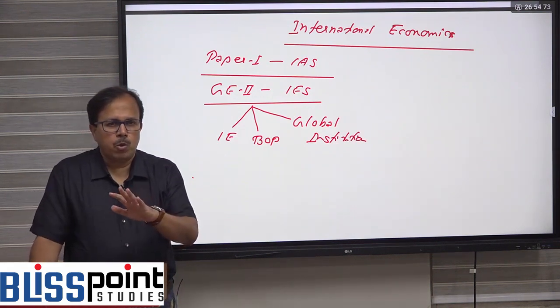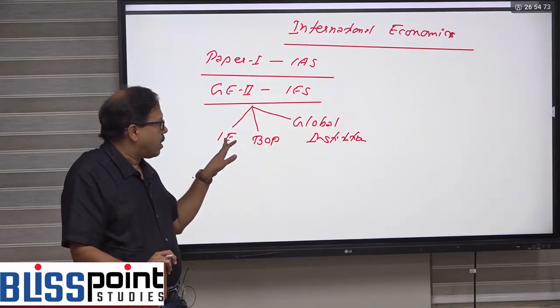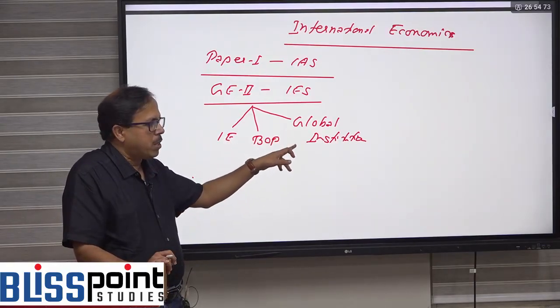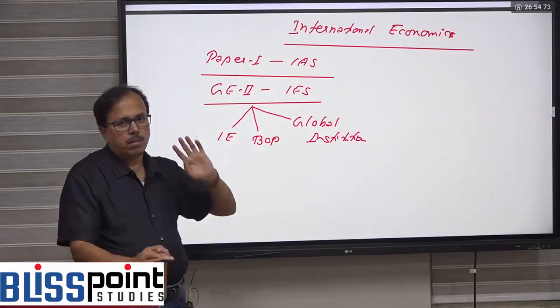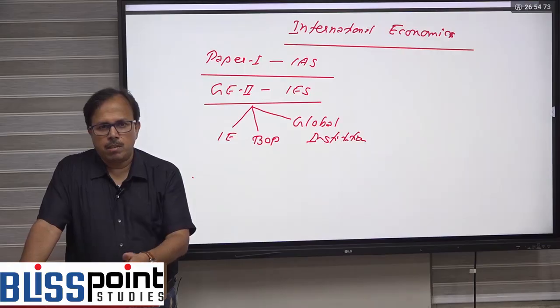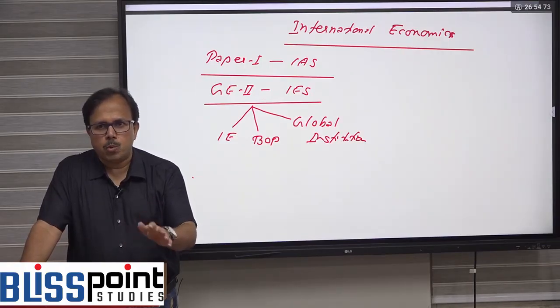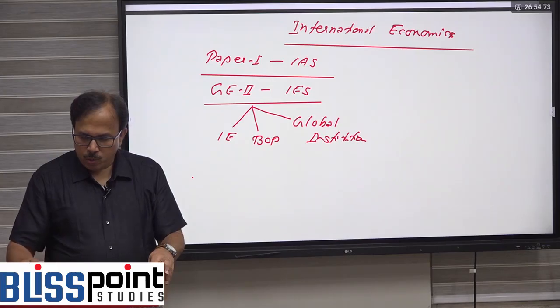The syllabus of economic service is more defined and clear. So 3 different topics are there: international economics, BOP, and the global institution, and all 3 are part of paper 1 in the civil service. But inside it, all parts are mentioned, that WTO is included there, BOP is included there. You can see the syllabus.